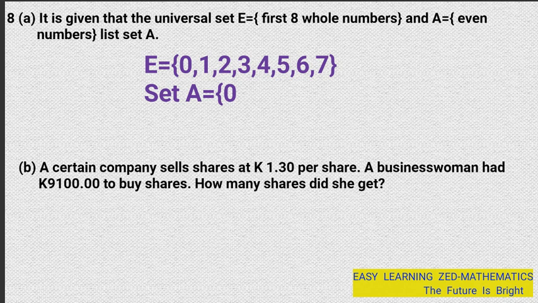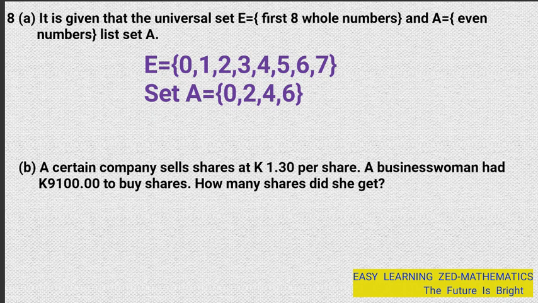Now remember, even numbers are numbers that are divisible by 2. So the third one is 4, and the fourth one is 6. These are the numbers found in this universal set that are divisible by 2. So set A is equal to 0, 2, 4, 6.